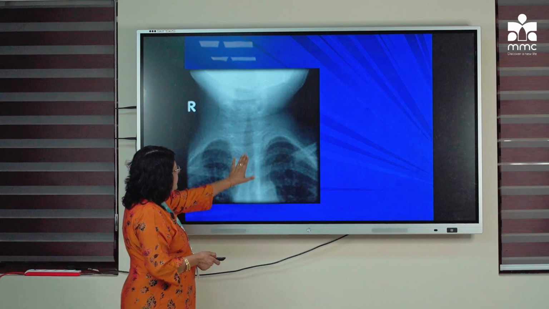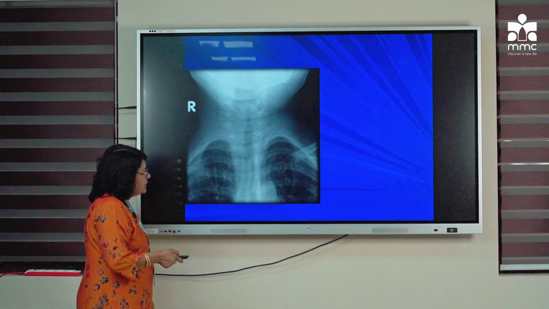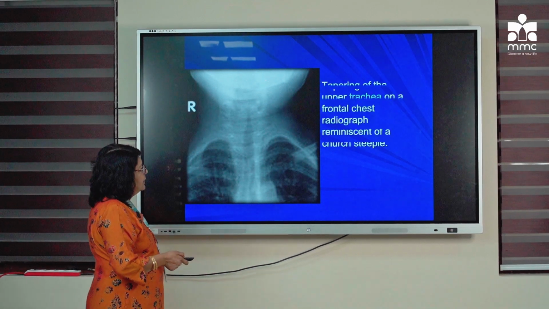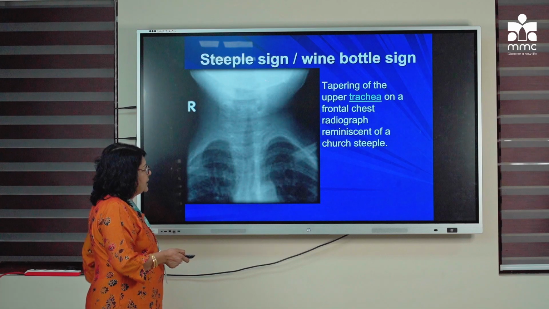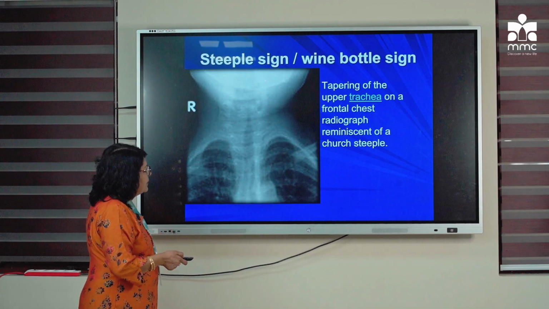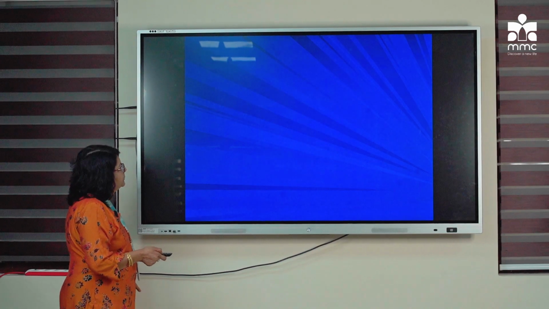So here you are not seeing the parallel. Here you can see the steepling. So there is infection in the upper trachea, and that is called the tapering of the trachea in croup. We call it the steeple sign or wine bottle sign. This is only to show you one pathology, croup.